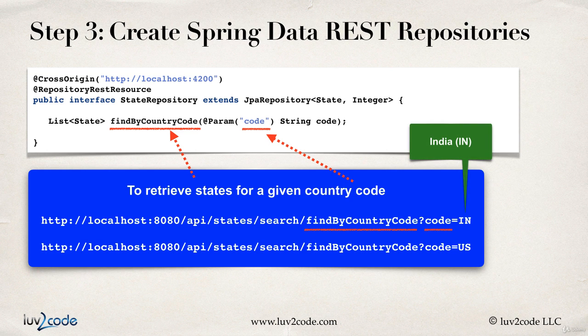So here's an example here. I have /search/find by country code, code equals IN, that's for India. And I can do a similar thing here for code equals US, that's for the United States. So this will only give me states for that specific country code. And this will work out great for us in our user interface because once the user selects a given country in the user interface, then we want to populate the drop-down list with the states for that given country code.